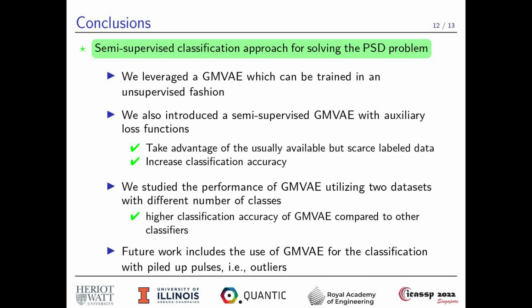We studied the performance of GMVAE utilizing two datasets with different numbers of classes. The results confirmed the superior performance of GMVAE compared to other classifiers such as GMM for unsupervised and semi-supervised learning and random forest for supervised learning. Our future work includes the use of GMVAE for the classification with piled up pulses or outliers.